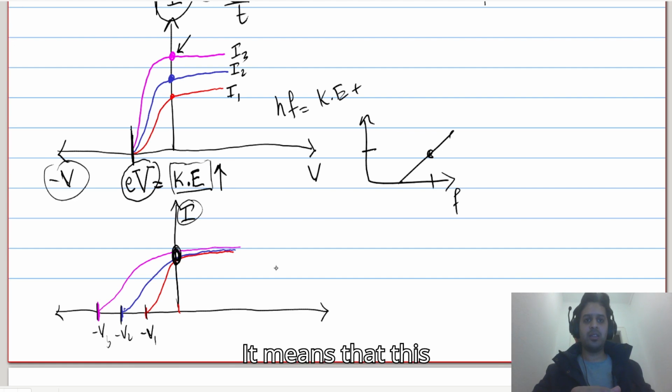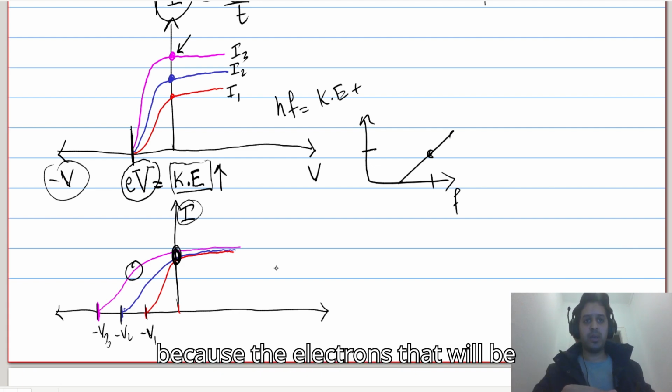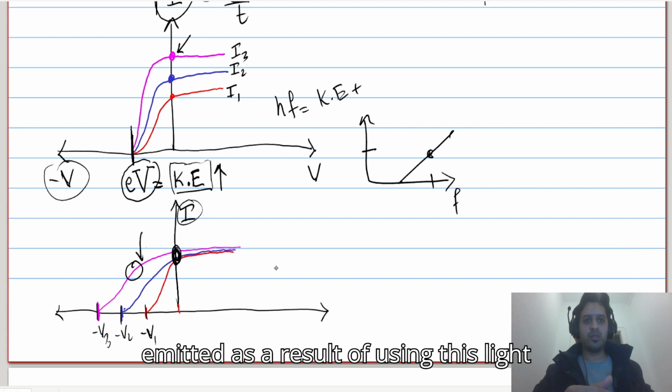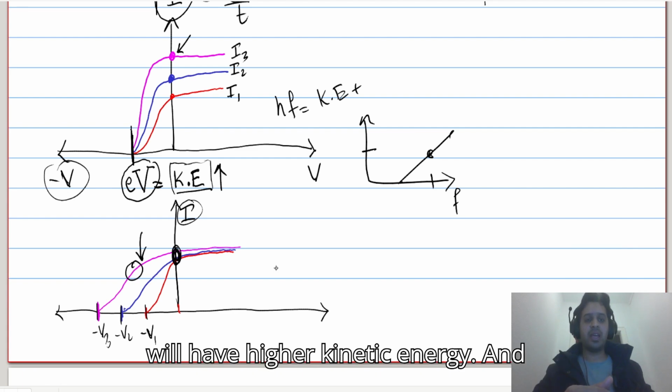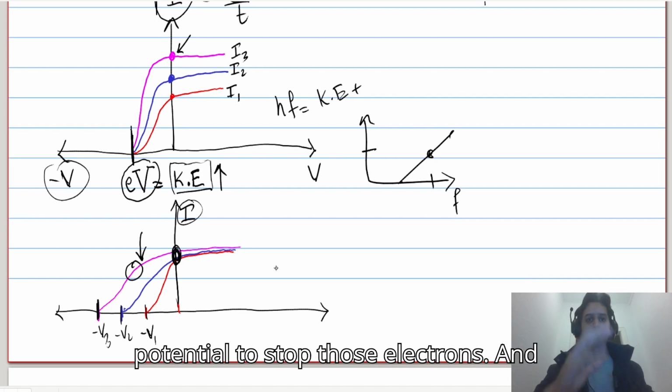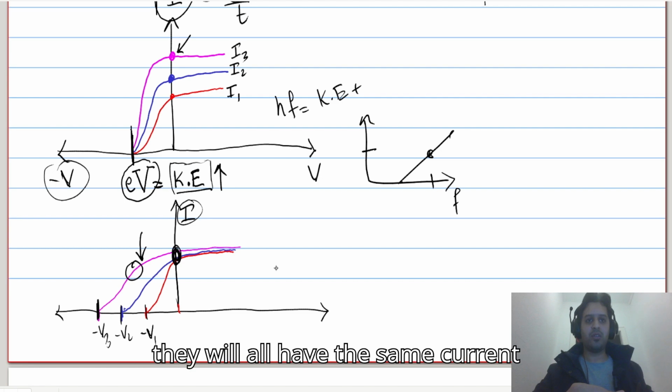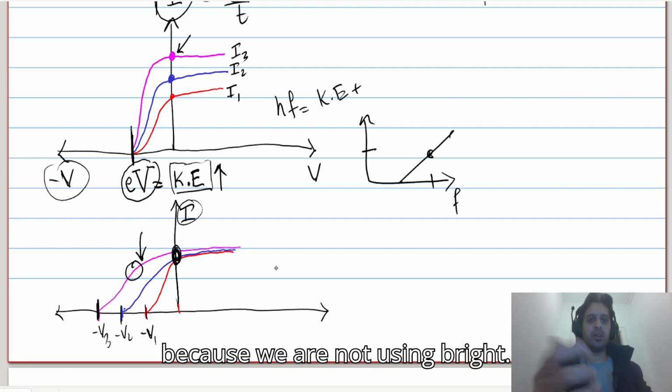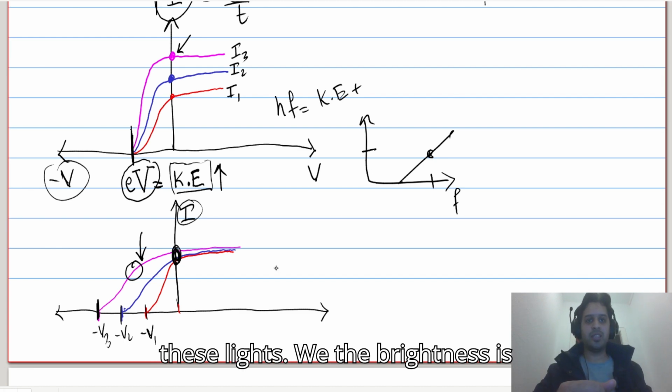It means that this pink or purple line is representing the photons with highest frequency, because the electrons that will be emitted as a result of using this light will have higher kinetic energy, and that's why we need higher stopping potential to stop those electrons. And they will all have the same current because we are not changing the brightness of these lights.